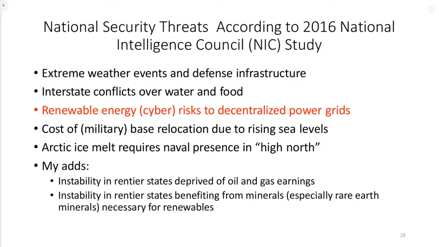Back in 2016, the National Intelligence Council prepared an analysis of national security threats that are arising in this area of megatrends. I don't want to go over all of these in detail, but I do want to mention a couple. One, the impact of extreme weather events on defense infrastructure and the economic consequences, as well as the security consequences of that. The potential for interstate conflicts over water and food, and I'll show you an example of that in a minute. But particularly that it's important to look at the increasingly decentralized power grids and the vulnerabilities to cyber attack that are being introduced to those.